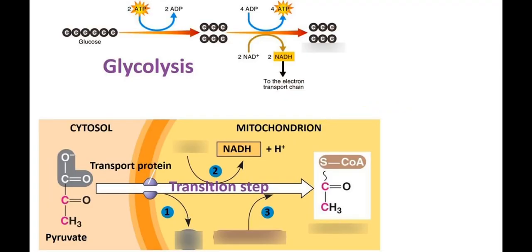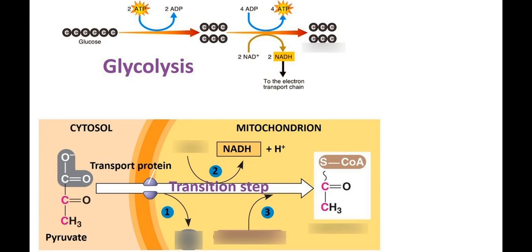So here we see that glycolysis consumes 2 ATP molecules and then releases 4 ATP molecules, and so the net output is 2 molecules of ATP and 2 molecules of NADH that will donate electrons to the electron transport chain.